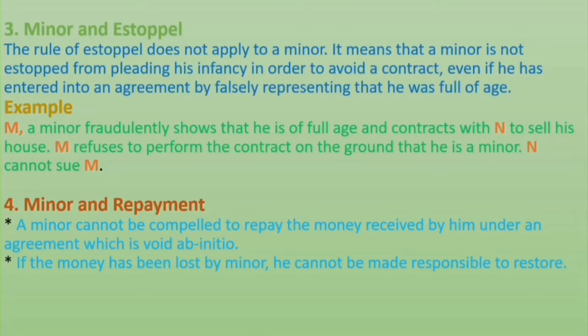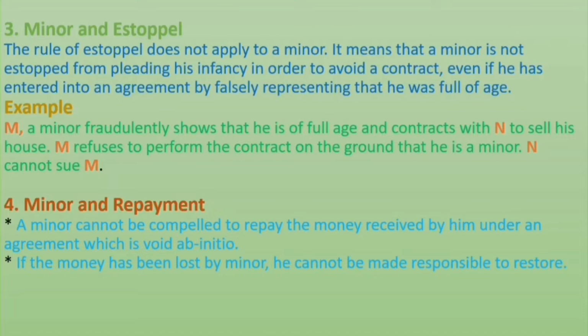M, a minor, fraudulently shows that he is of full age and contracts with N to sell his house. M refuses to perform the contract on the ground that he is a minor. N cannot sue M. So here in this example, you cannot stop the minor from showing his infancy, showing his minority, and you cannot compel the minor to complete his agreement.